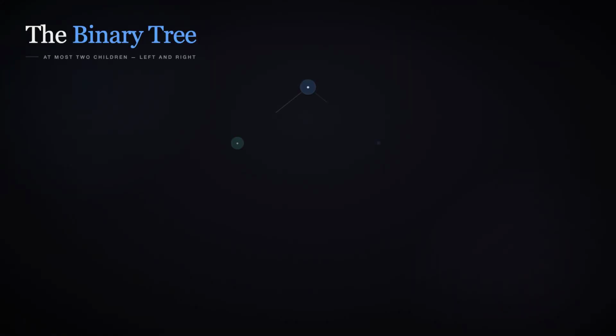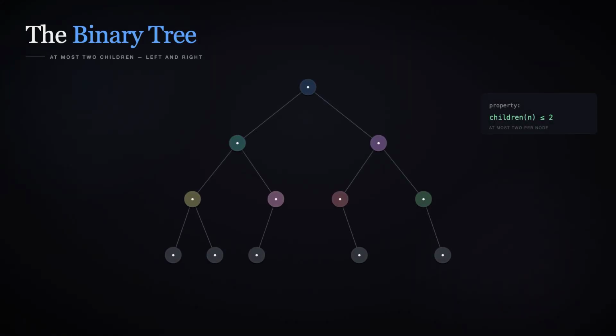The simplest and most studied tree is the binary tree, where every node has at most two children, a left and a right. This restriction is powerful. It gives us symmetry, it gives us recursion, and it opens the door to one of the most elegant ideas in computing, the binary search tree.